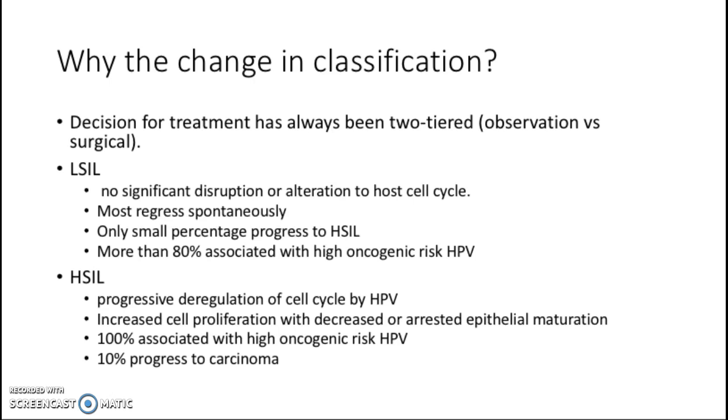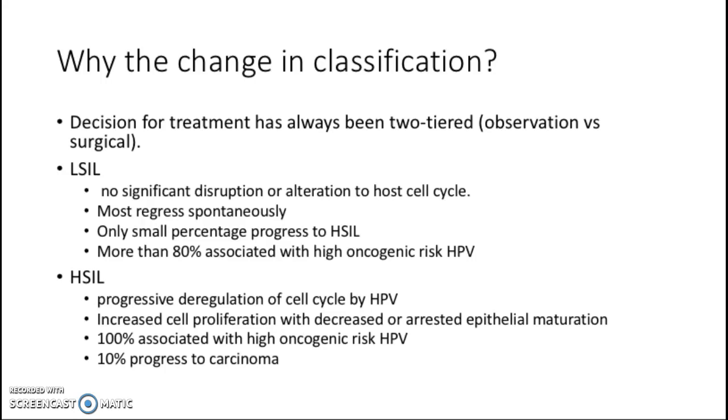So for low cell, there is no significant disruption or alteration to the host cell cycle, and mostly they regress spontaneously, and a small percentage progress to high cell, and more than 80% are associated with high oncogenic risk HPV. So for low cell, we'll put these patients on observation first.